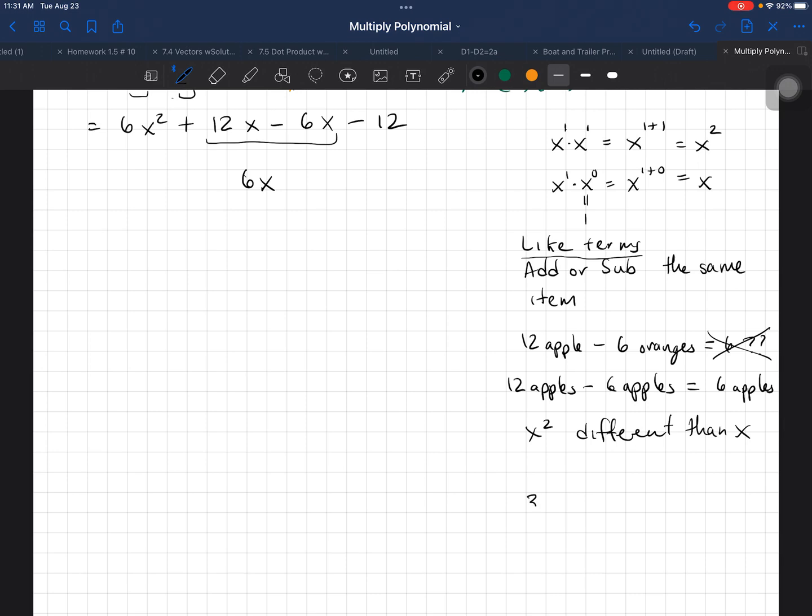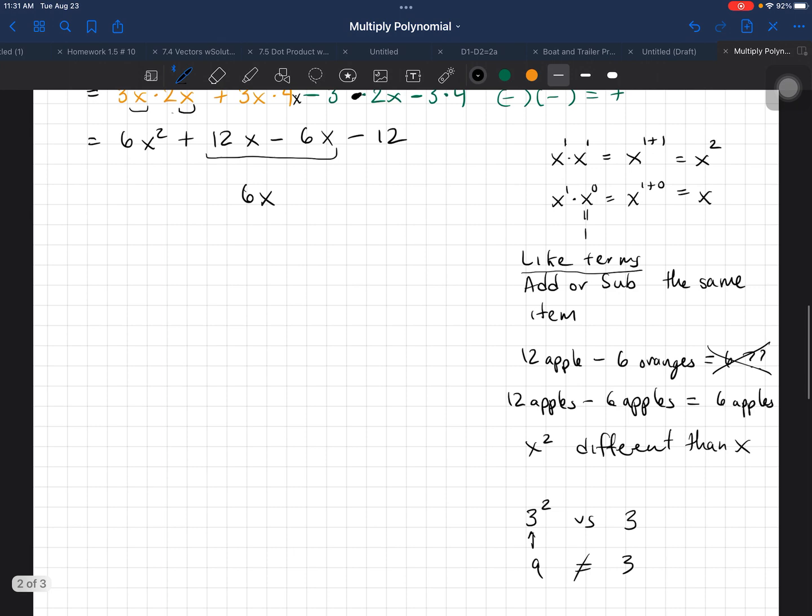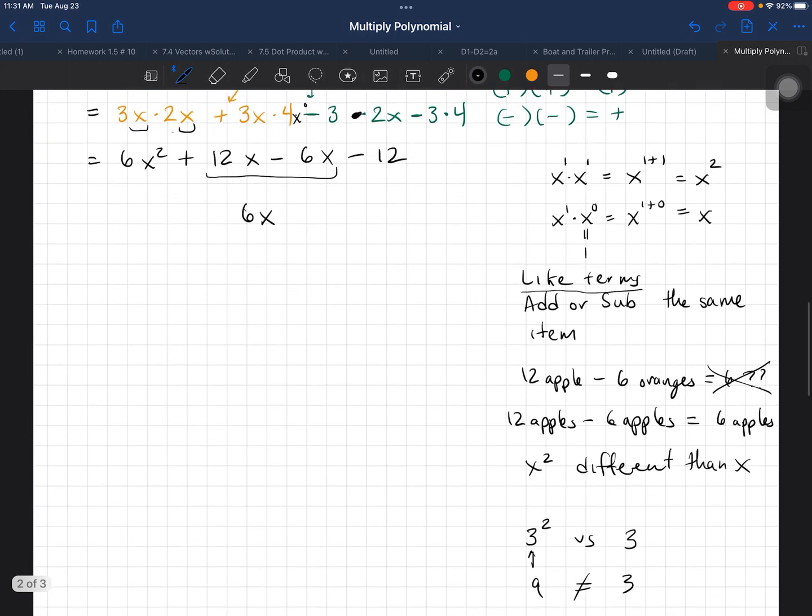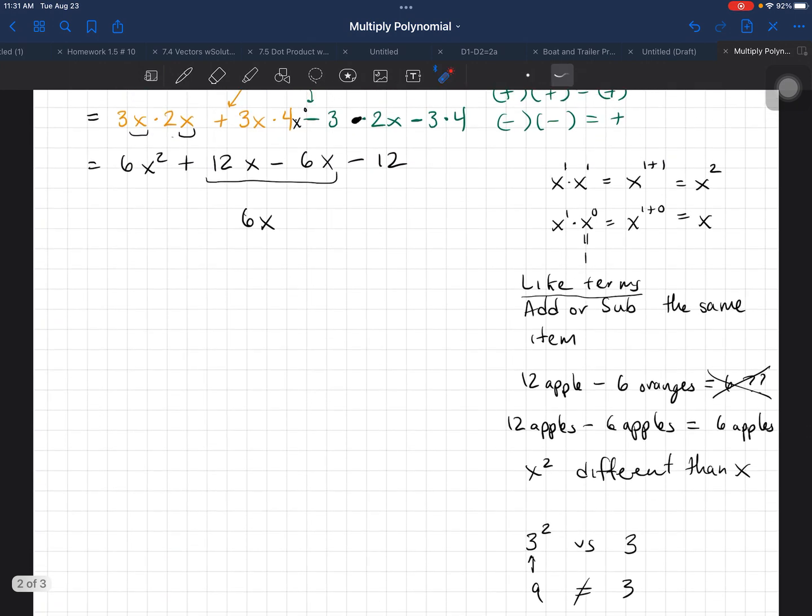So let's pretend that we had 3 squared versus 3. We know that this is 9, and we know that this is 3. So these two are different. So we know that x squared and x are different items. Therefore, these two cannot be combined. Just like these two cannot be combined, because this is adding 6 apples. This is just a constant. It's not going to be able to combine with this 6x.